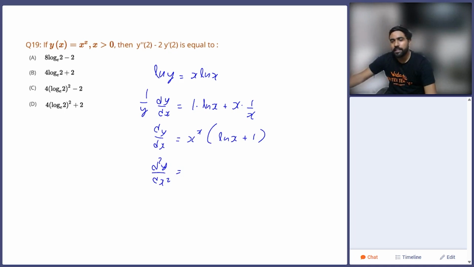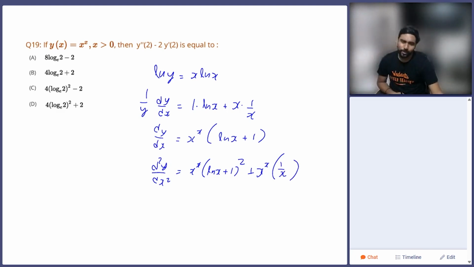The derivative of x power x is nothing but x power x into ln x plus 1, multiplied by ln x plus 1, which becomes a square, plus x power x multiplied by the derivative of ln x plus 1. The derivative of ln x plus 1 will be 1 by x plus 0. So basically just 1 by x over here. Okay? Now this is what we have as our derivative and double derivative both.